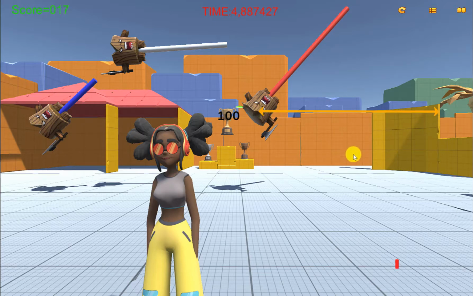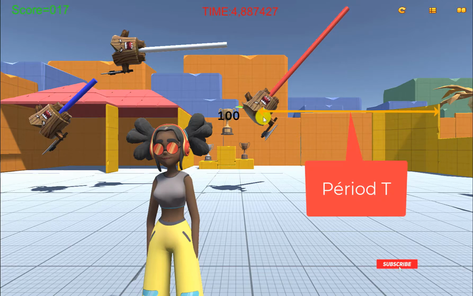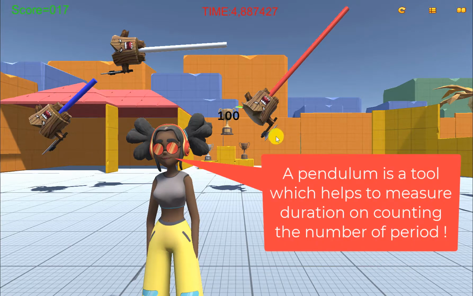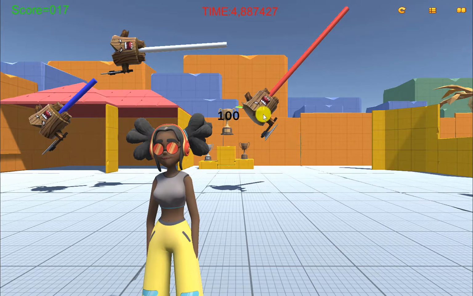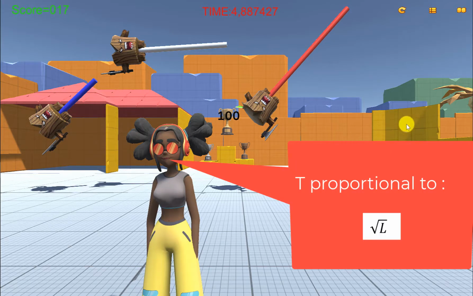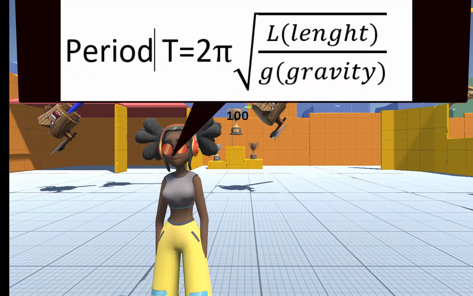The time to do an oscillation is called T, capital T, and it's called a period. Guys, it's logical to think that the bigger the length of the thread, the bigger the time to do an oscillation too. Guys, it is shown that this period T is proportional to the length L of the thread.